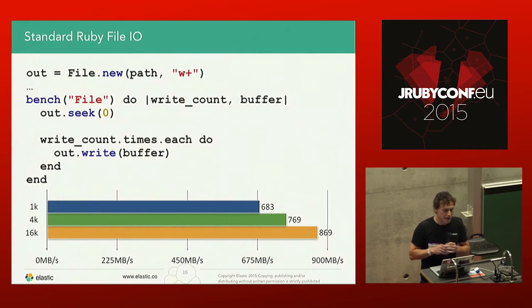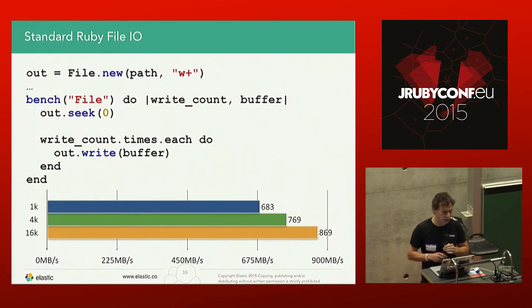Okay, so standard Ruby file.io. If you want to go in the repo and check the implementation, I have a method there that's called bench, and it passes me a buffer and a write count. This bench method actually benchmarks what's happening in that block, and I'm not counting the creation of the file. So it's just going to write the buffer that's given to me, so 1K, 4K, 16K, and so on.